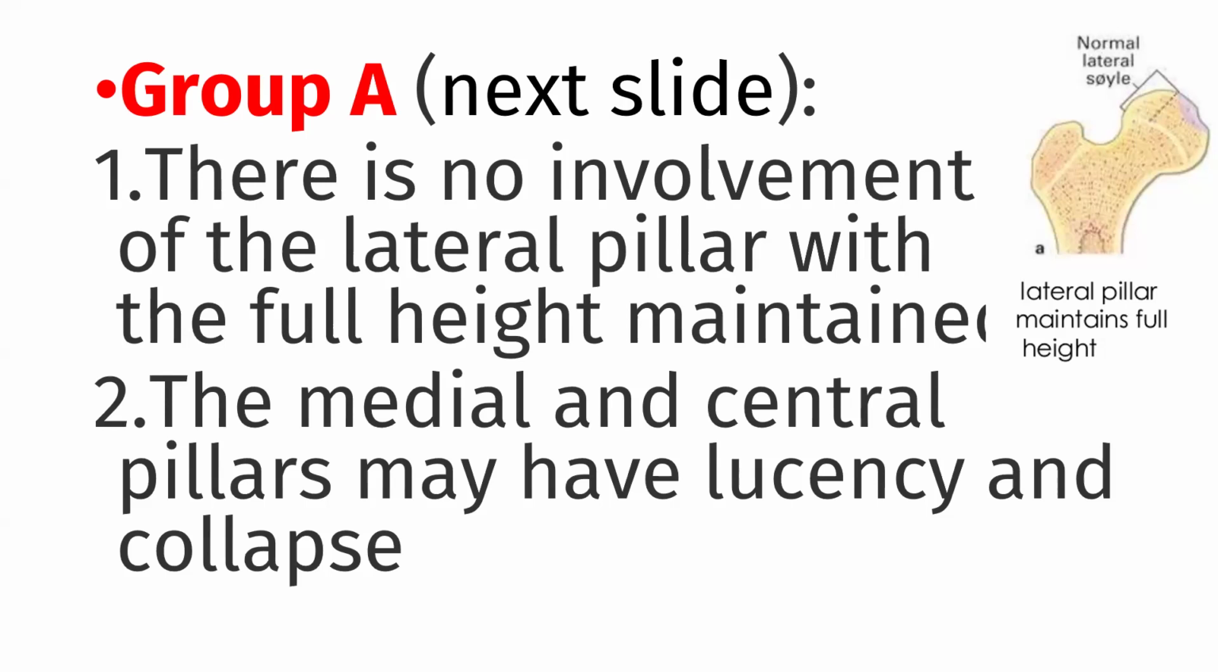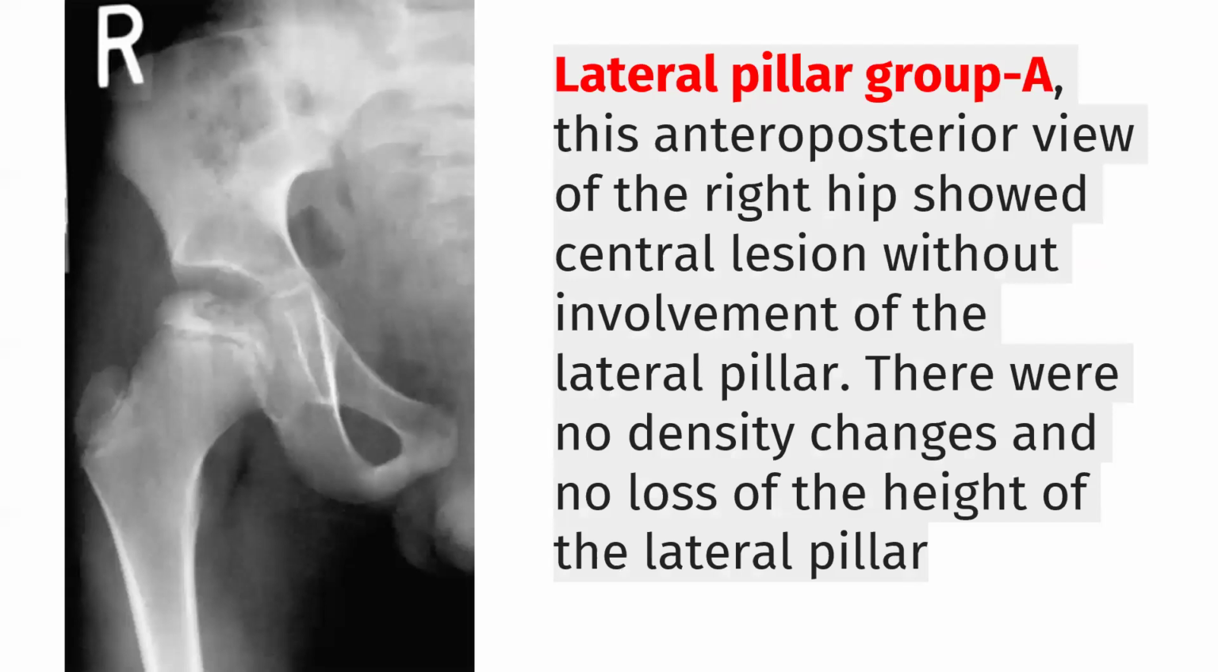This shows you the lateral pillar, which is group A in the Herring classification. This is an anterior posterior view of the right hip, which shows a central lesion without involvement of the lateral pillar. There were no density changes and no loss of the height of the lateral pillar.